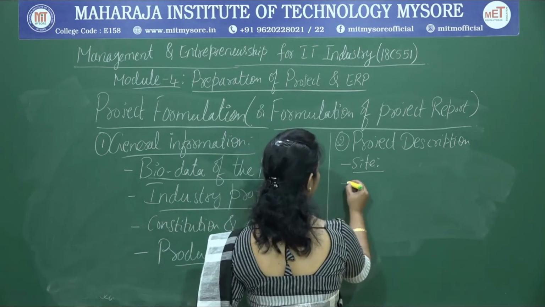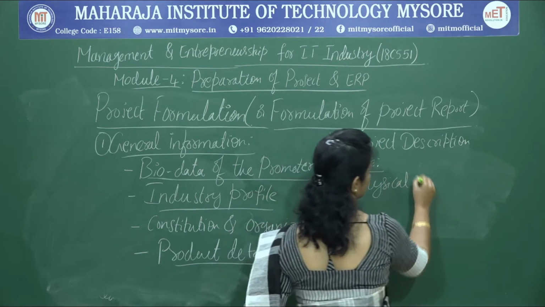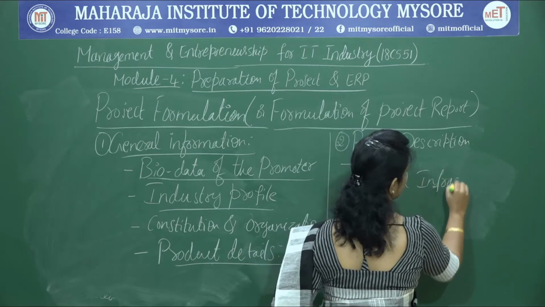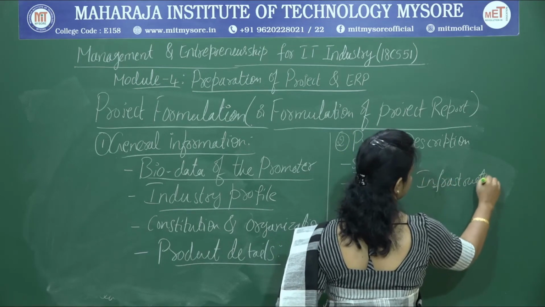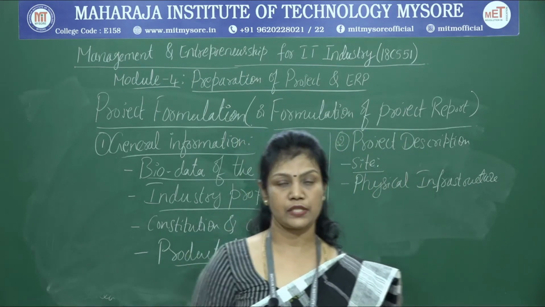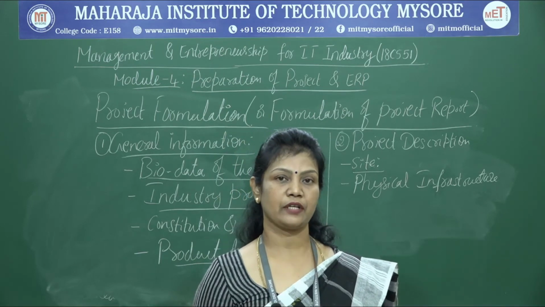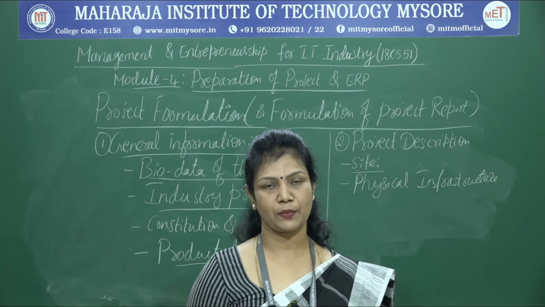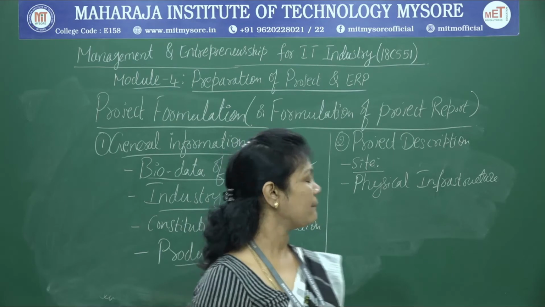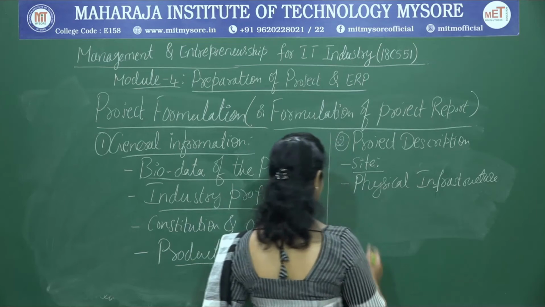Then they have to mention the physical infrastructure. That is the building they are using in order to carry out the operation of the business sector. If it is producing or developing a product, then what is the plant area that has been built and utilized needs to be mentioned under the physical infrastructure of the organization.